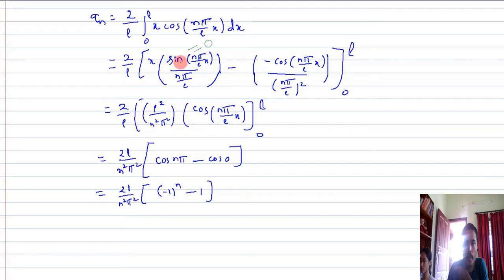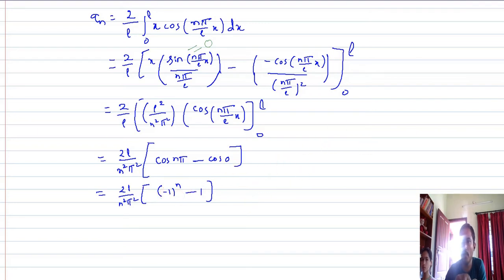So we observe that sine of the upper limit, sine of n pi L divided by L, that is sine n pi, is 0, and the lower limit sine 0 is 0. Therefore, wherever the sine term is there, I can substitute 0. We end up with only one term, and it is the cos n pi L divided by L, that is cos n pi at the upper limit, and at the lower limit it is cos 0. Cos 0 is 1, cos n pi is minus 1 power n. Therefore, an is this number.